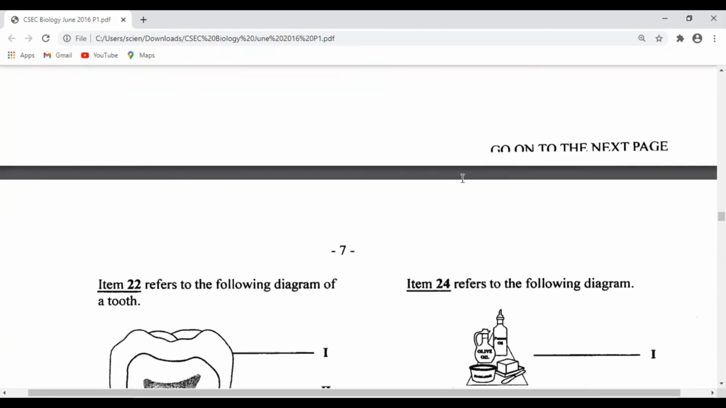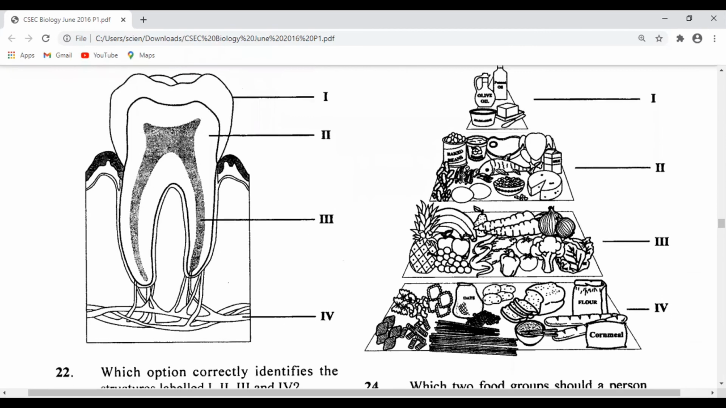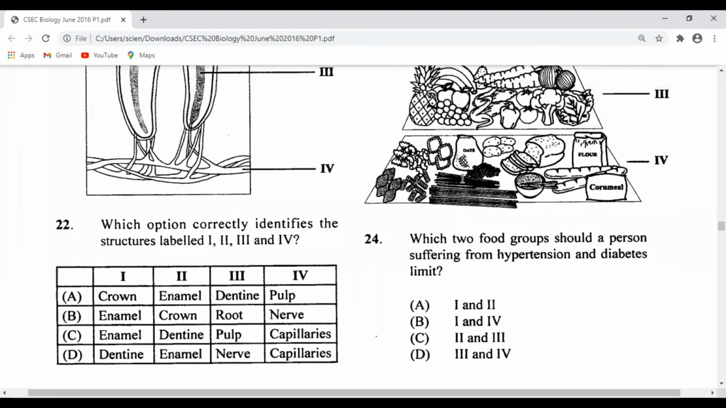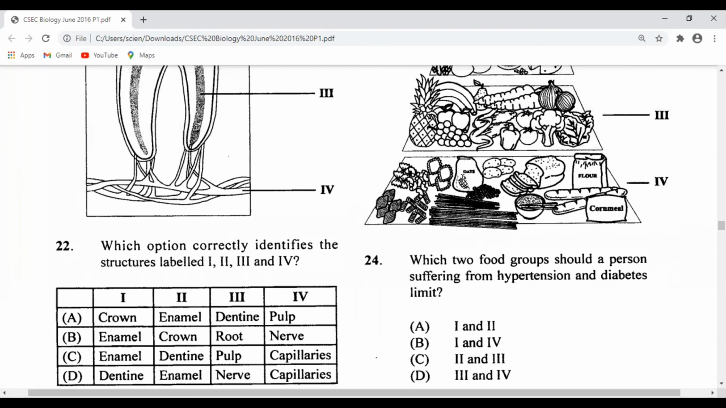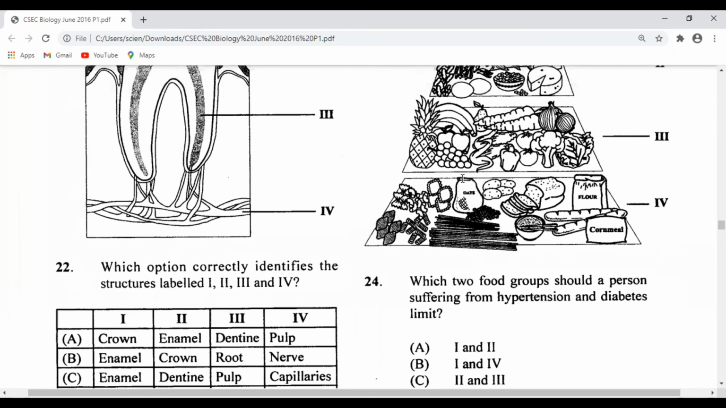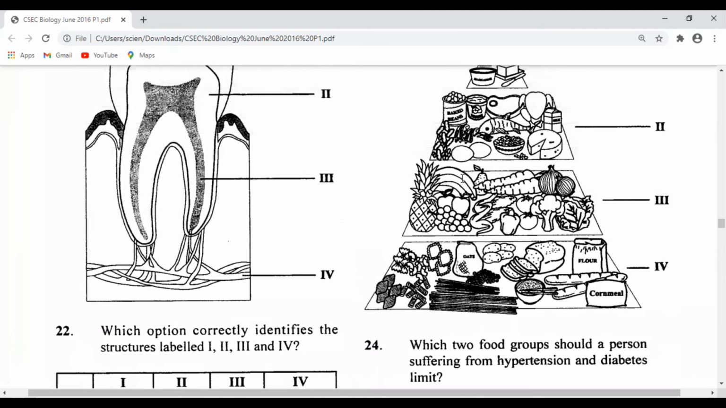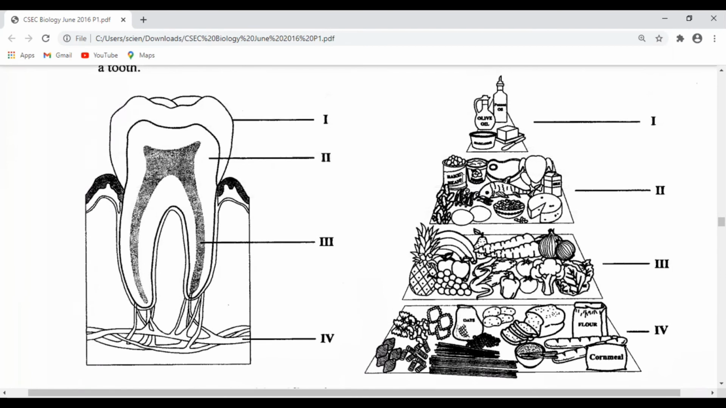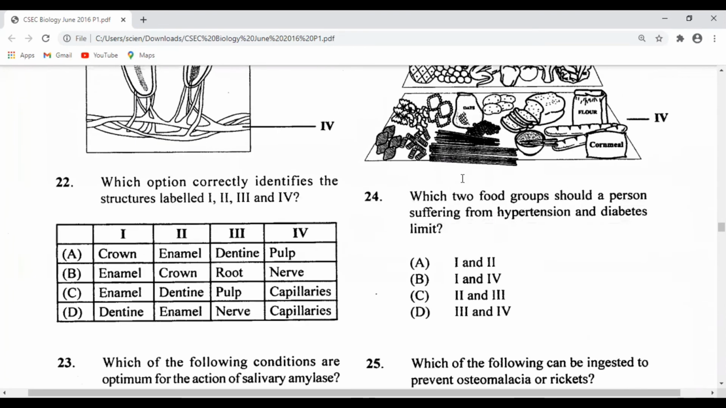24. Item 24 refers to the following diagram. Okay, we have some food. Which two food groups should a person suffering from hypertension and diabetes limit? So hypertension, high blood pressure, and diabetes, increase in sugar. So the person should limit products that have a lot of sweet and a lot of starchy food. So the food group would definitely have to be 1, where we have fats and oils, and 4, where we have a lot of starchy food. So that's 1 and 4, and that's B.